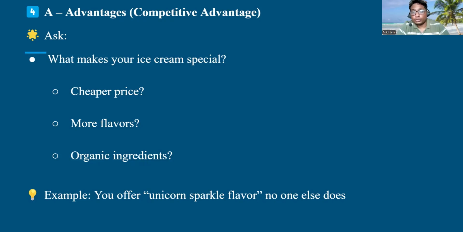Example, you offer unicorn sparkle flavor, no one else does. So that is one of the USPs, right? No one sells the flavor. Even I am hearing for the first time, unicorn sparkle flavor. So you are selling the product, and maybe people may come to you. You can attract the people. So that is a competitive advantage of you. So that is the fourth step.